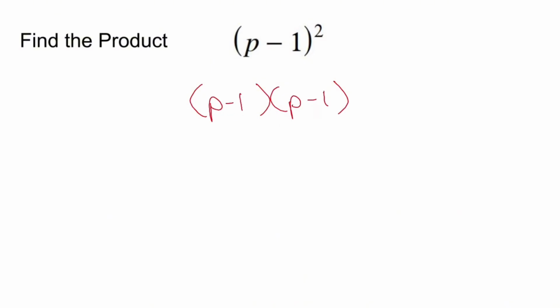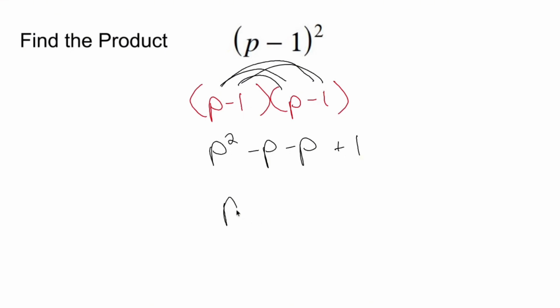Now, this is a FOIL problem. p times p is p squared. p times negative 1 is negative p. Negative 1 times p is negative p. And negative 1 times negative 1 is positive 1. And we end up with p squared minus 2p plus 1.